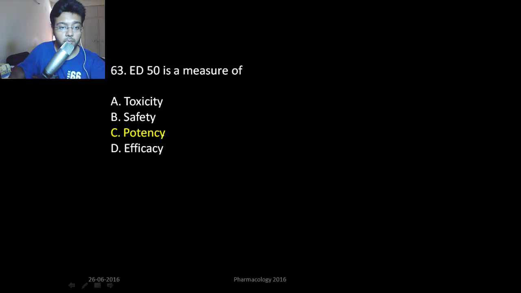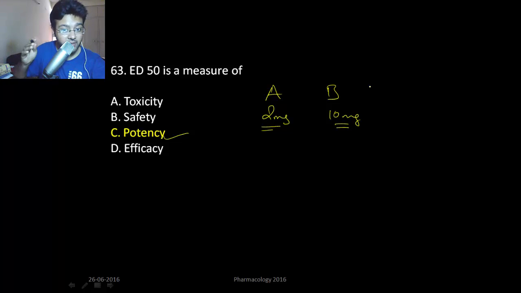ED50 is a measure of potency. What is potency? Potency is a relative term. Let's say you have drugs A and B. A is given at 2 milligrams and B is given at 10 milligrams. Which one is more potent? If both are developing the same effect, then A is more potent than B. If both are producing the same effect, that means both have the same efficacy, A is more potent than B.